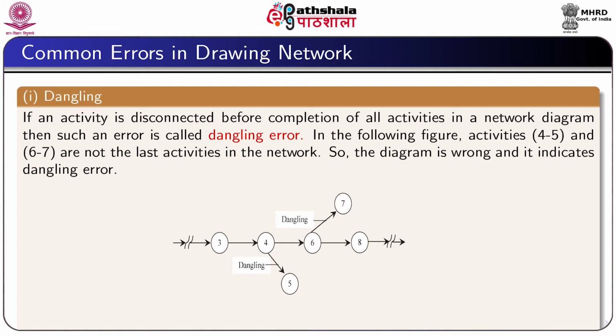To disconnect an activity before the completion of all activities in a network diagram is known as dangling. The figure shows that the activity 4, 5 and 6, 7 are disconnected and they are not representing the end of the project. Therefore, this figure shows the error, and this type of error is called dangling error.